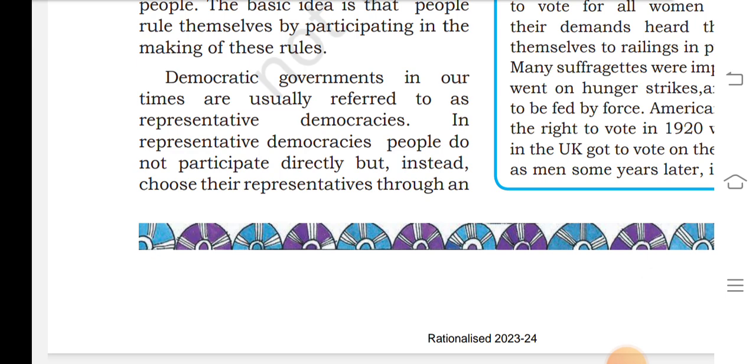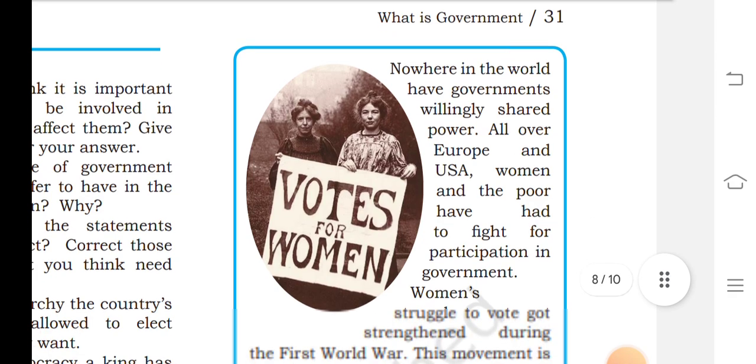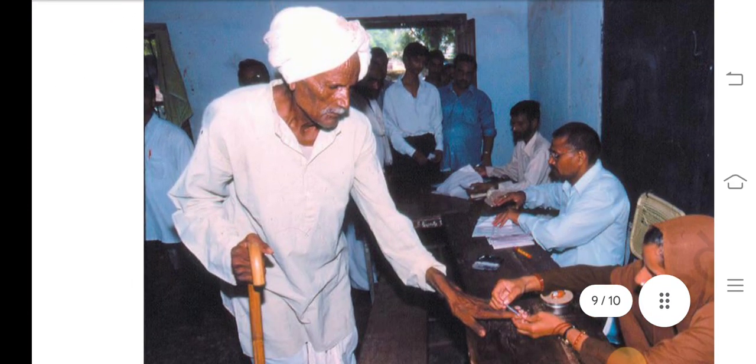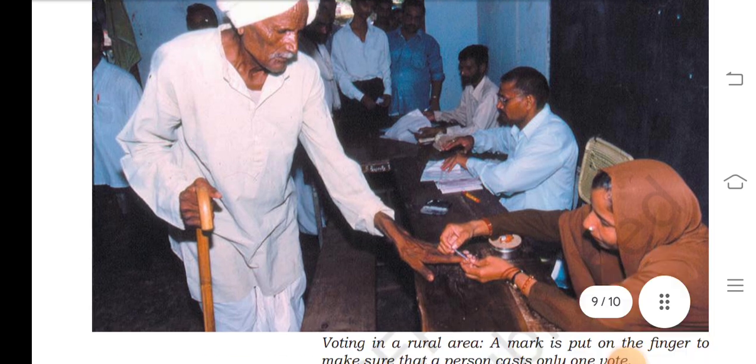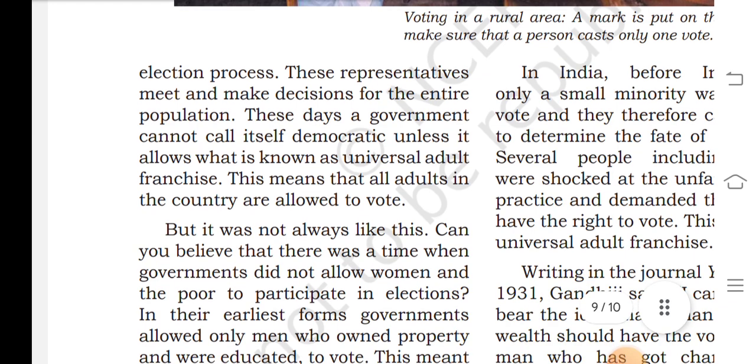Democratic governments in our times are usually referred to as a representative democracy. In a representative democracy, people do not participate directly but instead choose their representatives through an election process. These representatives meet and make decisions for the entire population.